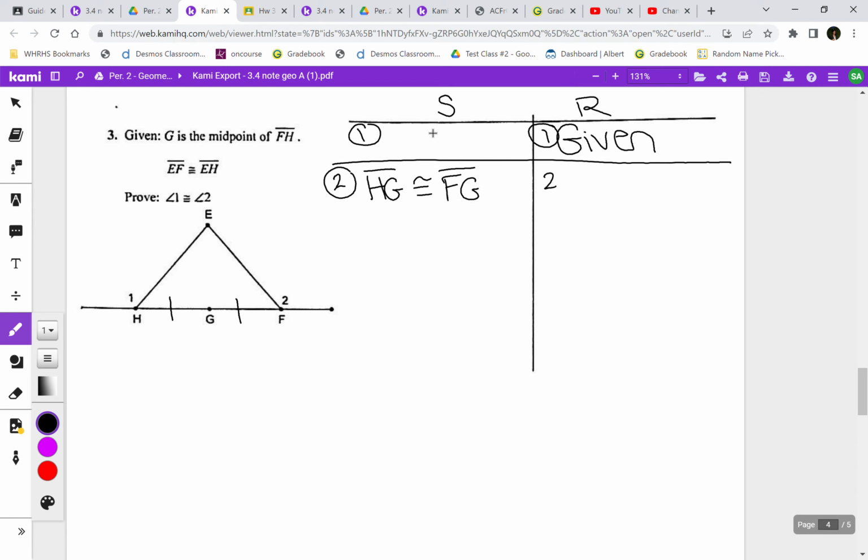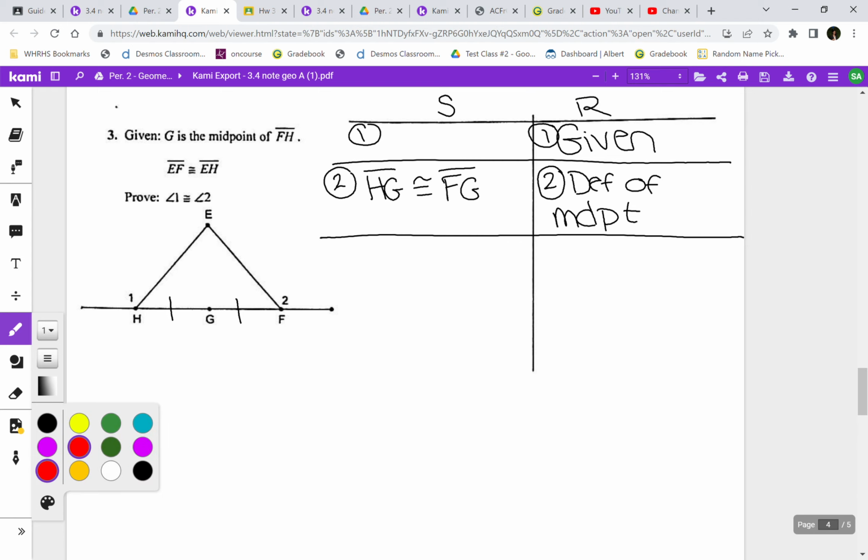And Daniela, what's the reason for that? Depth of midpoint. You got it. Depth of midpoint. Do we have to make our own line for this? I like where you're going with this, Simon. All right. So right now, oh, sorry, there's more given. What's the next given? EH congruent to EF.